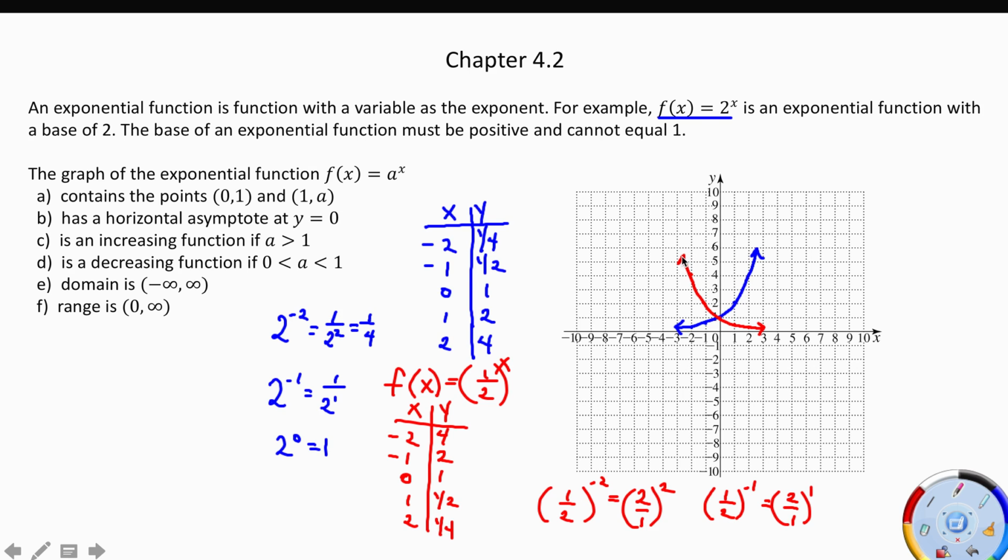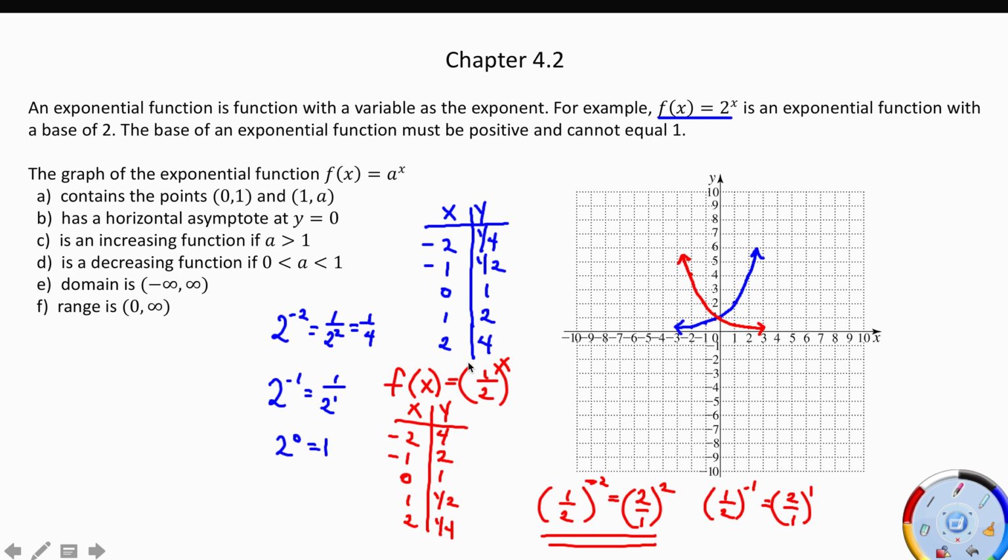Okay, so same shape, except it's been flipped over the axes. Oh yeah, look at this right here. 1/2 to the -2 is the same thing as 2 to the +2. Right? Remember from our translations, if I have a negative in front of my x, it's going to be a reflection.